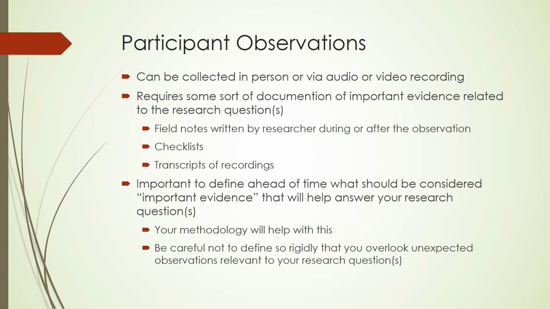It's important to define ahead of time what should be considered important evidence that will help you answer your research questions. So if you think about if you just sit in a busy hall sometime and try to do an observation and try to write down everything that you see, it's impossible. And so this is where it's important to kind of narrow it down and know specifically what you're looking for and what is relevant. Not only because it makes it easier to collect the data, but also you're collecting it more systematically and you're not accidentally leaving out stuff that's important.